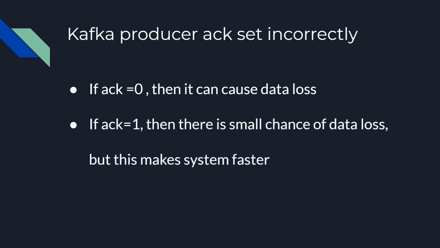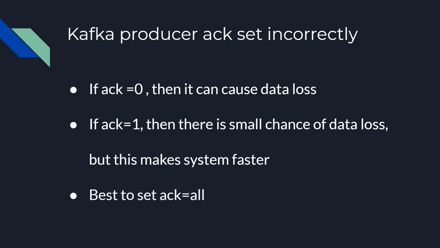The next setting which is available is ACK equal to 1. In this case, the producer will wait for an acknowledgement only from the leader partition. This way, the chance of a data loss is very less. Here, data will get lost only if the leader goes down before it has copied the data to the replica. Here, we get a good trade-off between data loss and making the system faster.